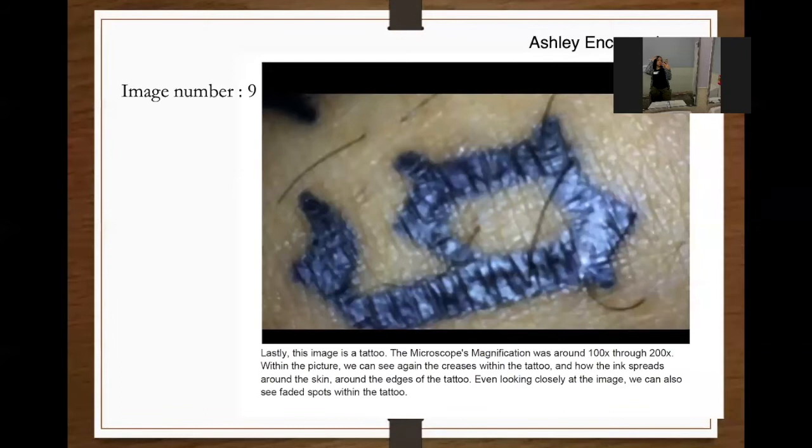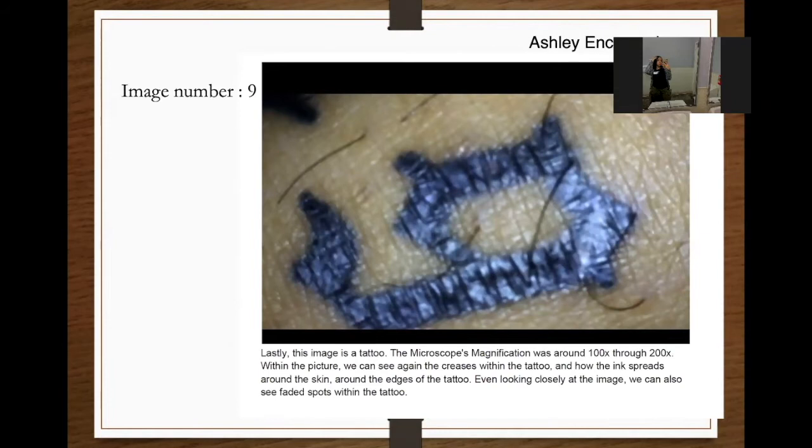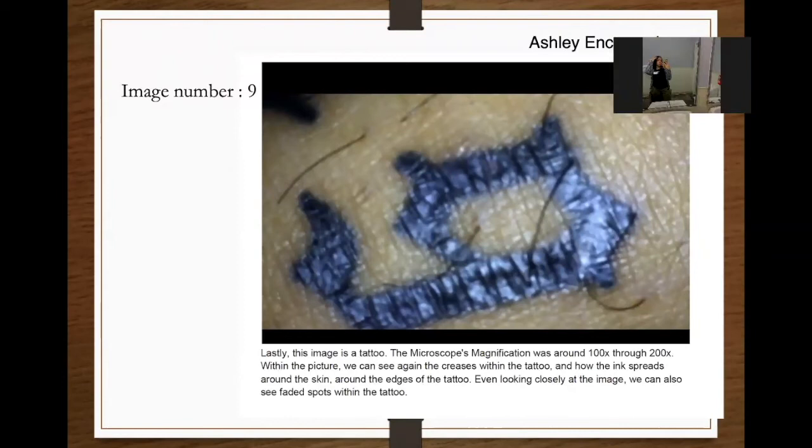Also the skin, you can see the creases as well. And there's some faded spots in the tattoo, but the light is kind of blocking it, but you can see it more towards the right or the left, because there's some missing spots. But yeah, that's a tattoo. Great.